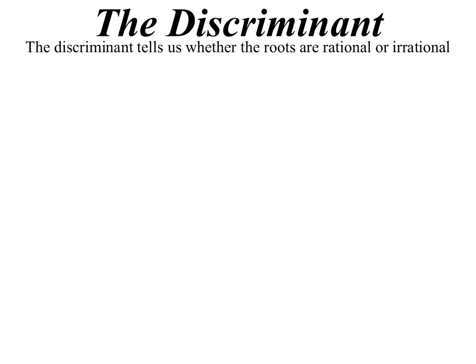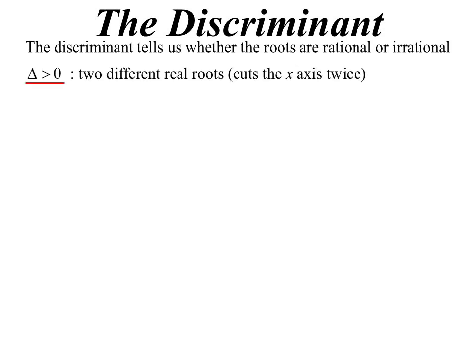Now let's talk a bit more about this thing, the discriminant. It's basically telling us things about the roots. Are they rational? Are they irrational? It's discriminating between those things. As I said, if the discriminant is greater than 0, it cuts the x-axis twice. Yes, it has 2 x-intercepts. As far as what the roots actually are, we know they exist. They're real. So there's 2, and they will be different. So there'll be 2 different real roots.